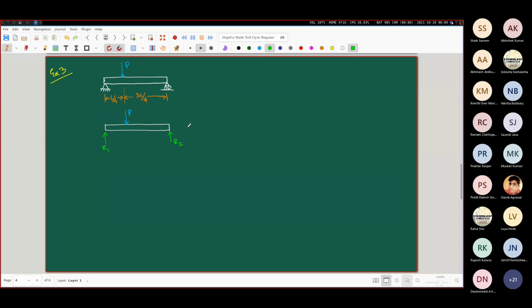R1 is 3P by 4 and R2 is P by 4. Yes. So R1 is equal to 3P by 4 and R2 is equal to P by 4. So these factors that you see are coming out inversely as their corresponding lengths. This 3 by 4 is coming out as one, and this 1 by 4 is coming out as the other one. And you can of course find out by taking the moments about this one and the moment about this one. All right. Now what do I do?